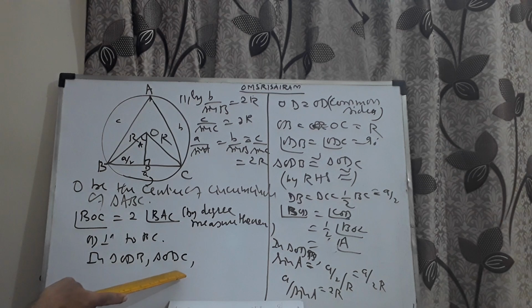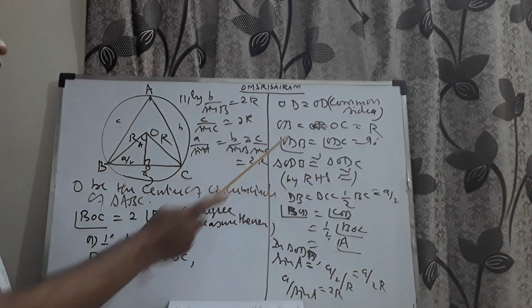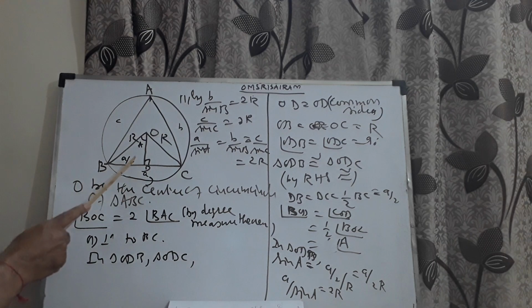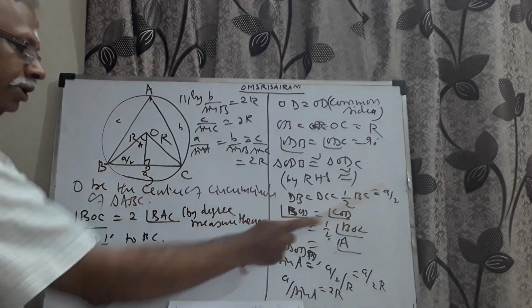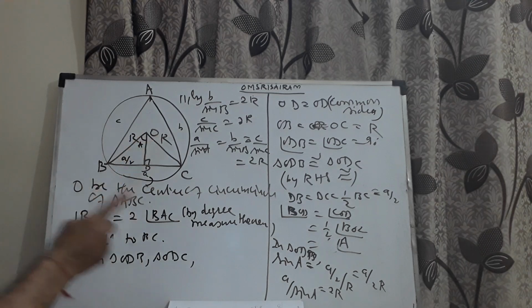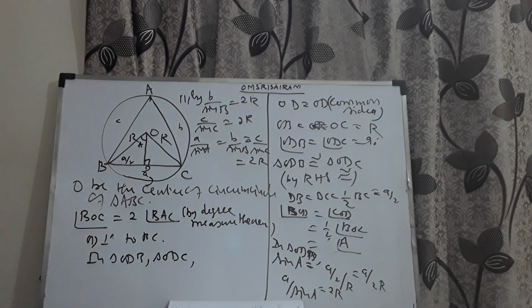In triangles ODB and ODC, OD equals OD, the common side, OB equals OC, the same radius capital R, and angle ODB equals angle ODC, 90 degrees. Therefore, by RHS, those two triangles are congruent, which will imply DB equals DC, which is half of BC, small a by 2. Now these two angles will also be equal, by CPCT, corresponding parts of congruent triangles.